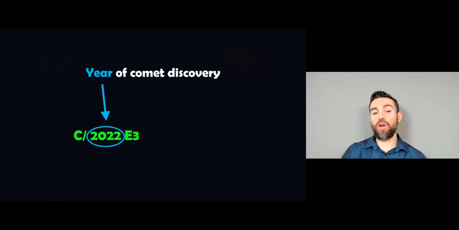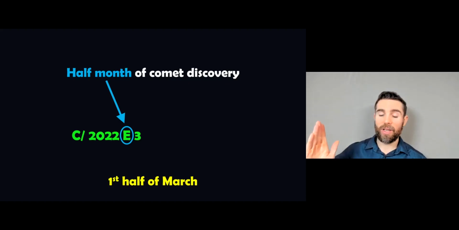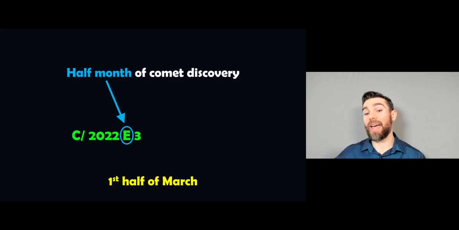And if we move away from the type now, so now that we've got the type of comet that it is, the middle number there is the year that the comet was discovered. So the example I've got here, that comet would have been discovered in 2022. So that's the year. We then move along to the next letter, and that designates the half month that the comet was discovered. So the months are split in half, and then in the first half it would be given a letter, and the second half it would get the next letter.